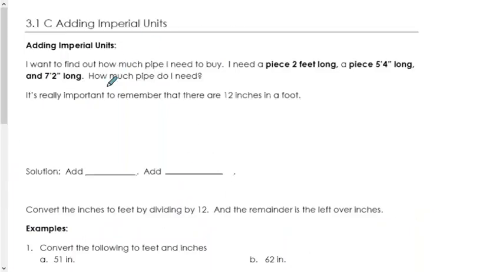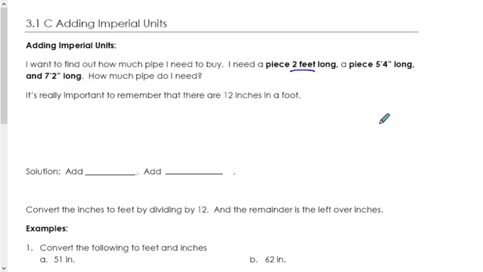All right, so back to adding these things. Why we have to know how to convert is because I'm going to be asking you to tell me how many, for example, feet and inches there are in something. So for this first example, I want to find out how much pipe I need to buy. I'm doing a bathroom renovation and I need to go buy some pipe.